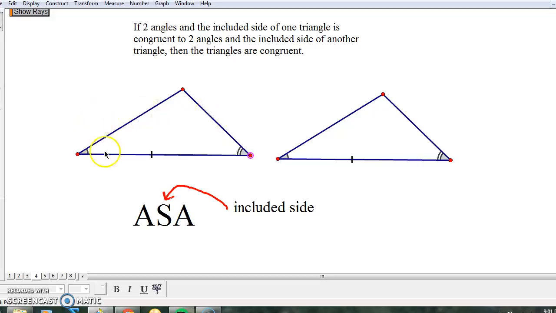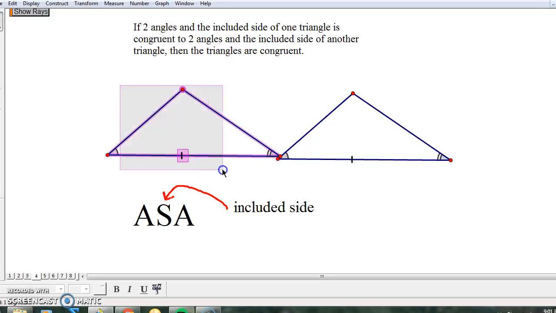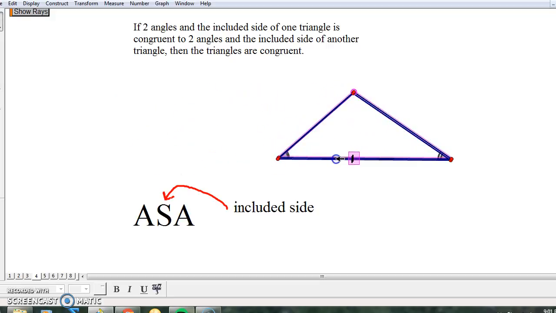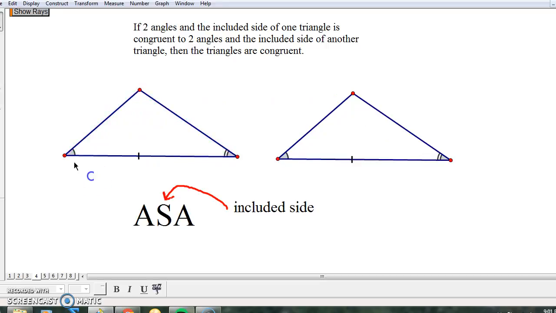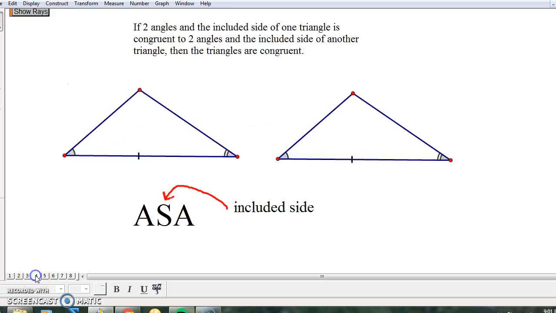If I pick the whole triangle and move it over, we can see that the 2 triangles are going to be congruent as long as those 2 angles remain congruent to those 2 and the included side is congruent to that included side. So we know so far that side-side-side works, side-angle-side works, and angle-side-angle works. Let's look at a couple other options.